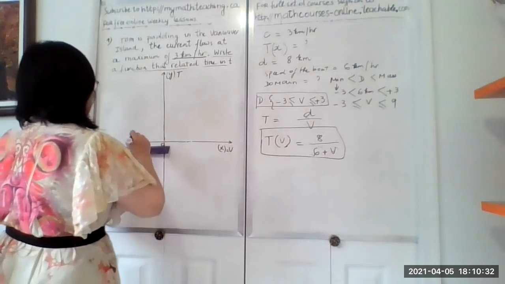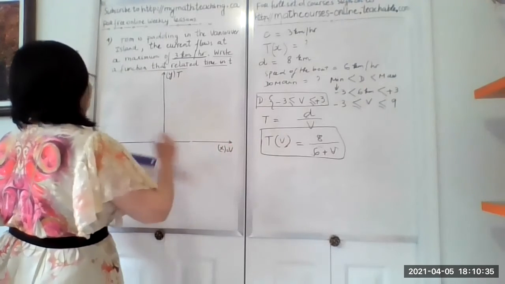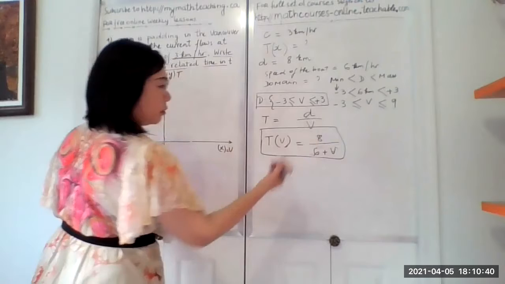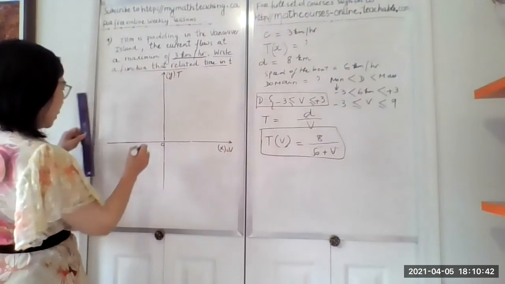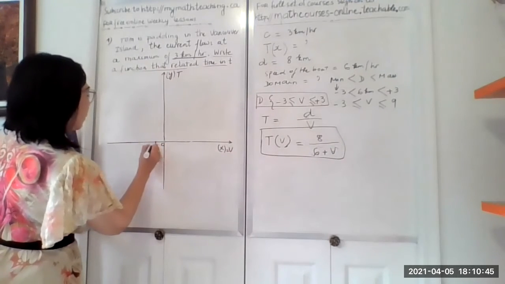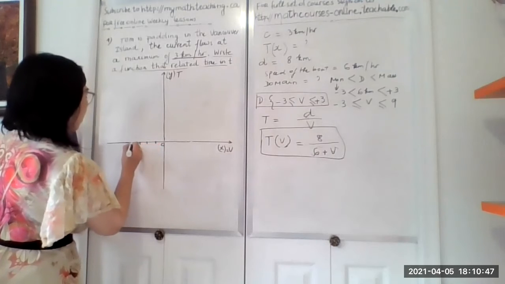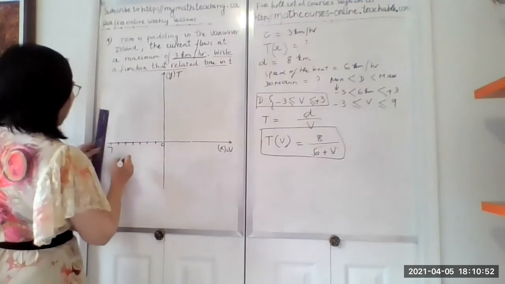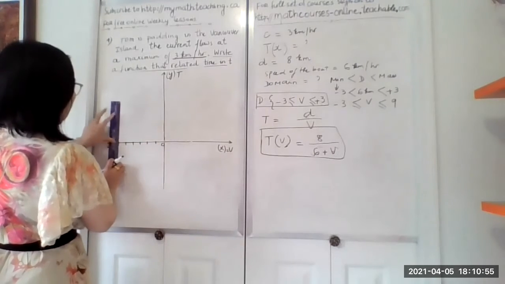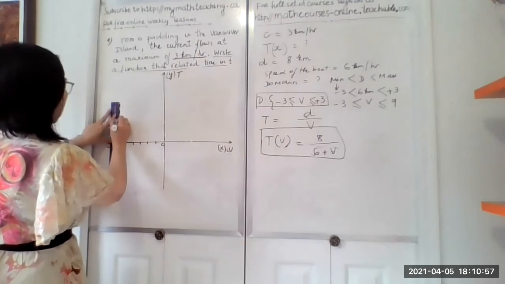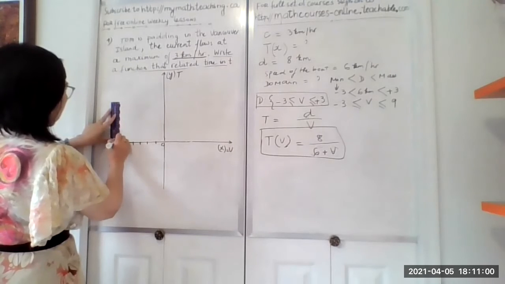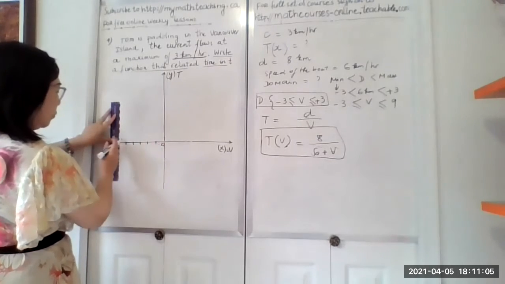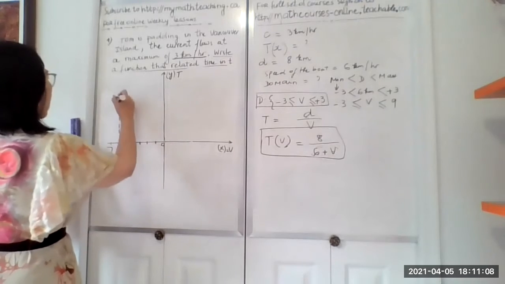Now, we know that our rational function has a vertical asymptote at -6, because 6 plus v is 0 at v equals -6, right? Therefore we have a vertical asymptote at -6. So let's say -1, -2, -3, -4, -5, -6, -7 right here. So our asymptote is right here, -6. Instead of the y-axis here, we move to the left 6 units, right? Vertical asymptote.